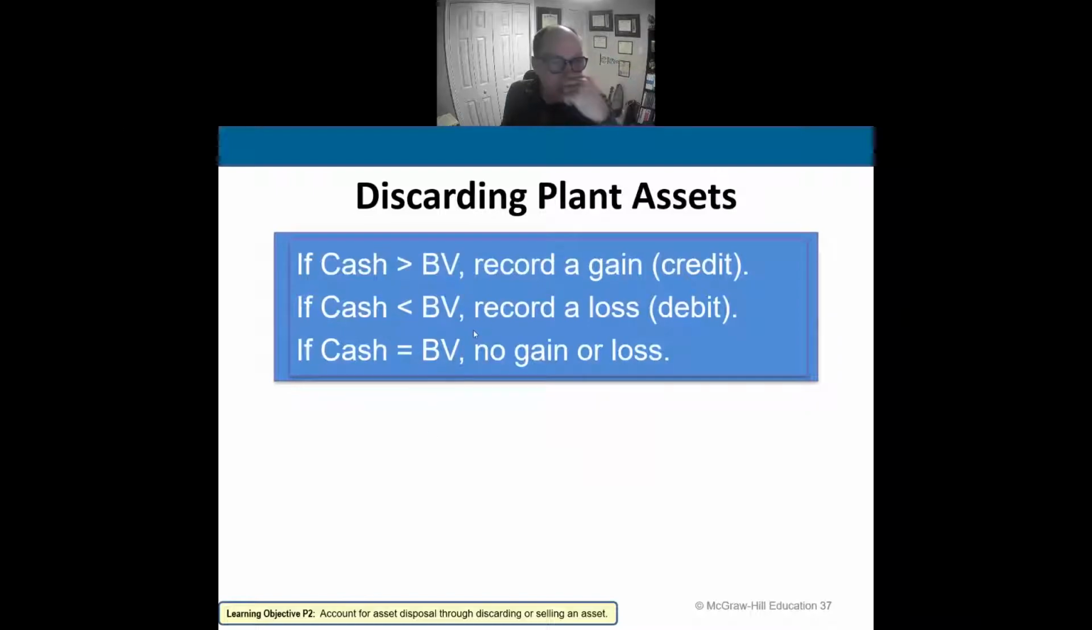And this just shows us the difference. If the cash that we're receiving is greater than the book value, it's a gain. If the cash we're receiving is less than the book value, it's a loss.